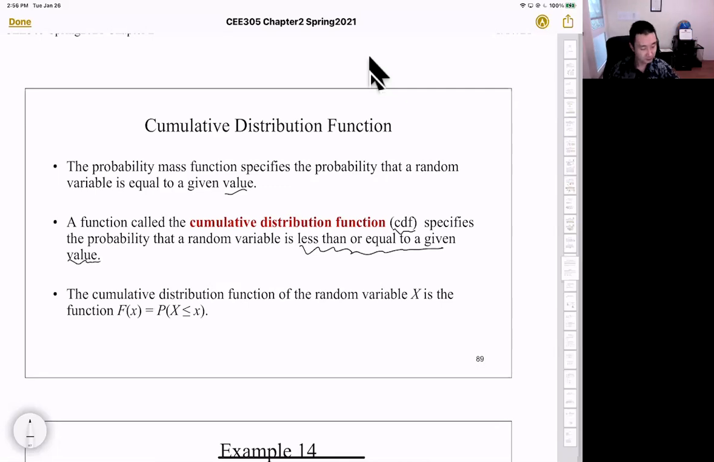Right. And the cumulative distribution function can be written as F(x) equal to P(X less than or equal to a certain value).